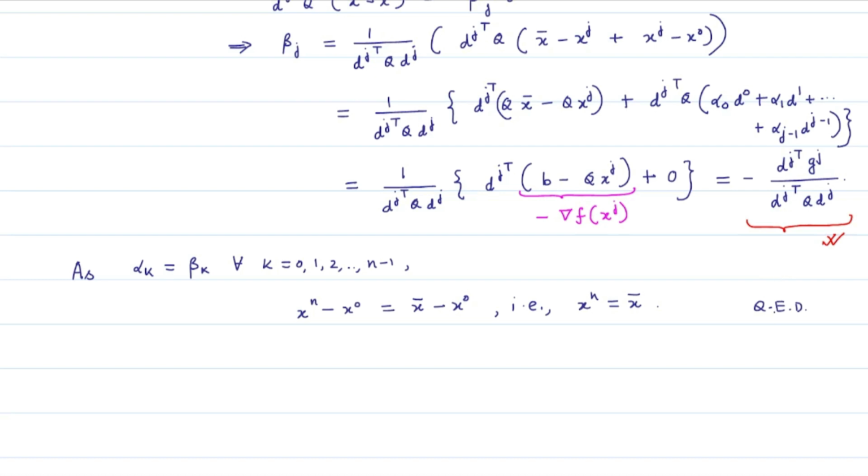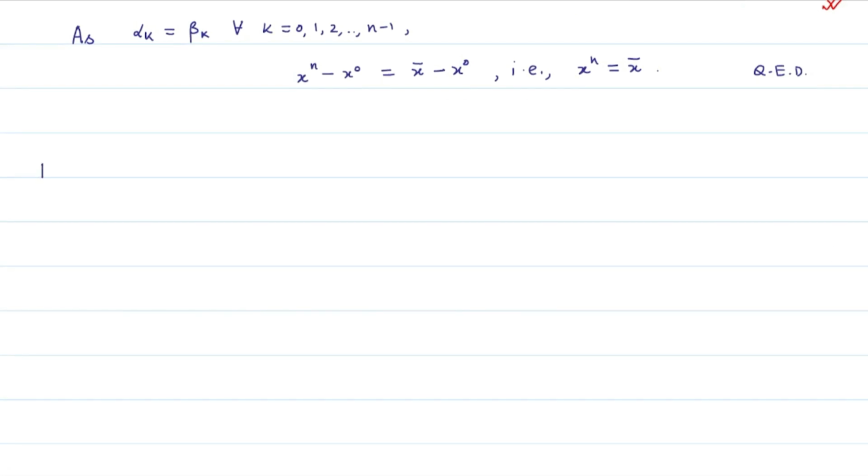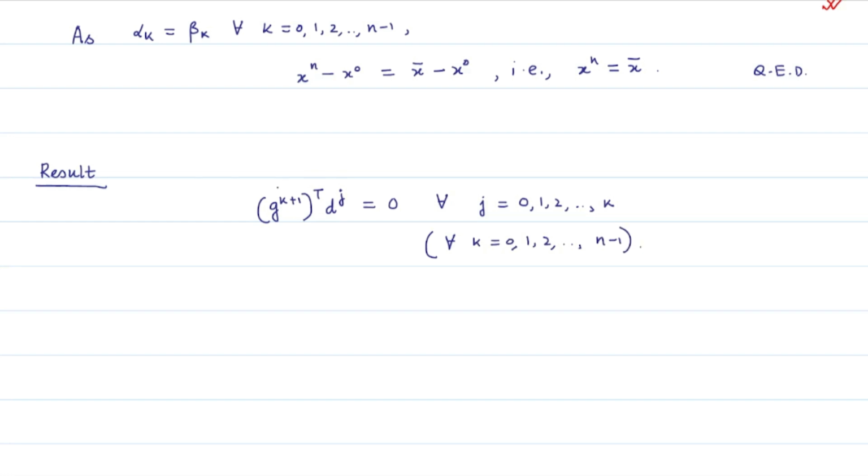Not only this quadratic termination property, but there is also a fascinating result for conjugate direction methods that states that for a given set of n many q conjugate directions, say d naught, d1 till dn minus 1, we have gk plus 1 transpose dj equal to 0 for all j equal to 0, 1, 2 till k, and this equation is valid for every k equal to 0, 1, 2 till n minus 1, where this gk plus 1 is as usual the gradient of the quadratic function at the point xk plus 1, where xk plus 1 is generated by the conjugate direction method.